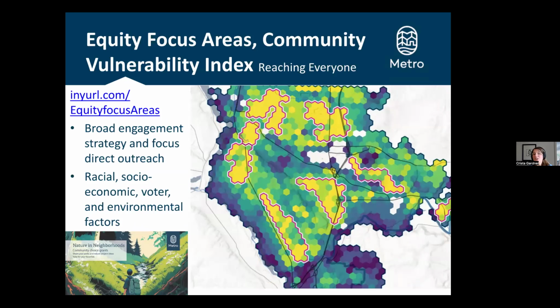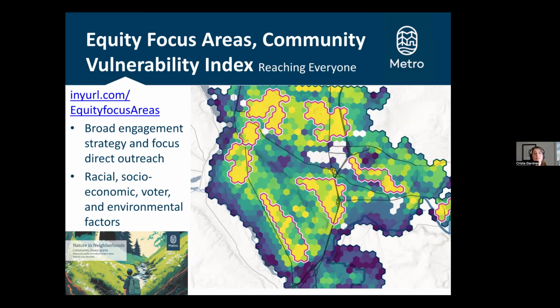So Metro applied a targeted universalism approach to our community outreach. Metro Council had defined equity focus areas as places of special interest. And you'll see the website there highlighted of the equity focus areas. These equity focus areas were used to focus the community choice grants direct outreach and communication efforts while really maintaining a broad engagement strategy.